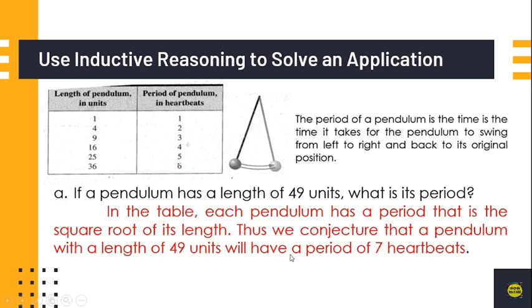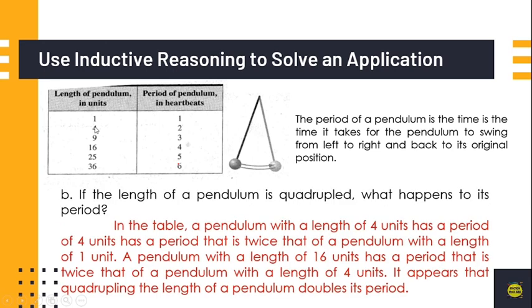So, in the table, each pendulum has a period that is the square root of its length. Thus, we conjecture that a pendulum with a length of 49 units will have a period of 7 heartbeats. If the length of a pendulum is quadrupled, so it becomes 16, then its period is 4.